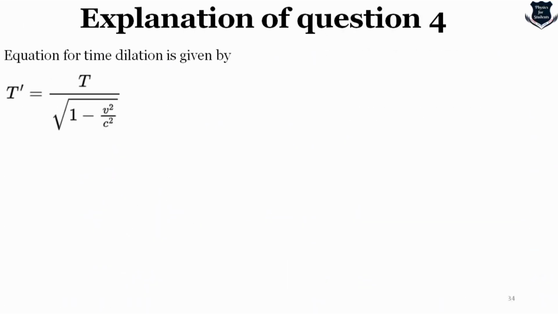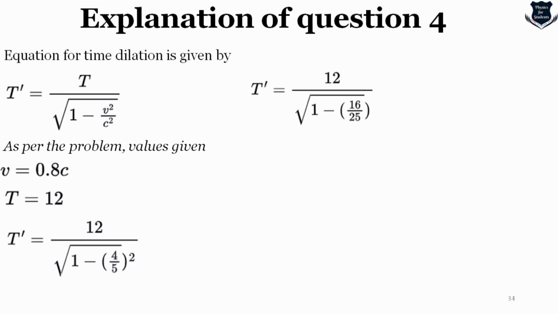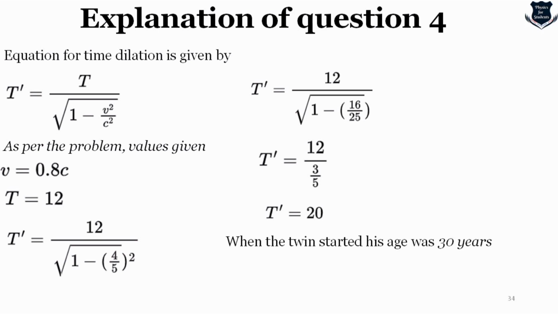So it is very simple. We use the time dilation factor, and as per the problem, velocity is this one, time is 12. So we simply plug in those values, and here it goes, and we get t prime equals 20. Now remember that when the twins started, both were aged 30 years. That means I have to add 30 with 20 in order to get 50 years, right? This is the t prime age.